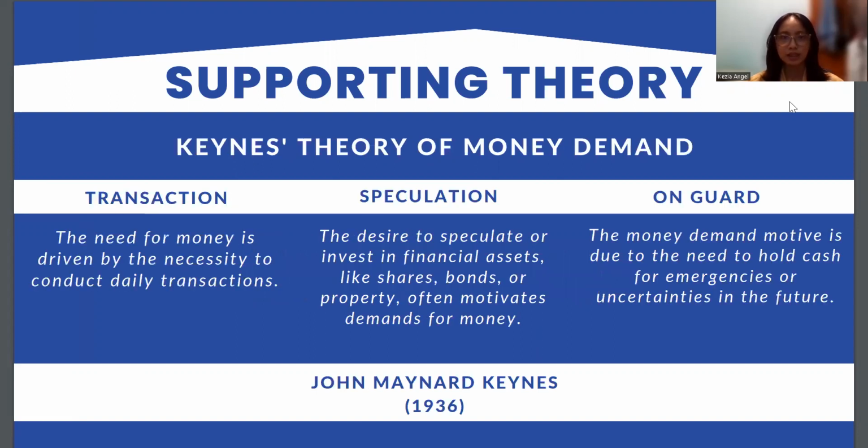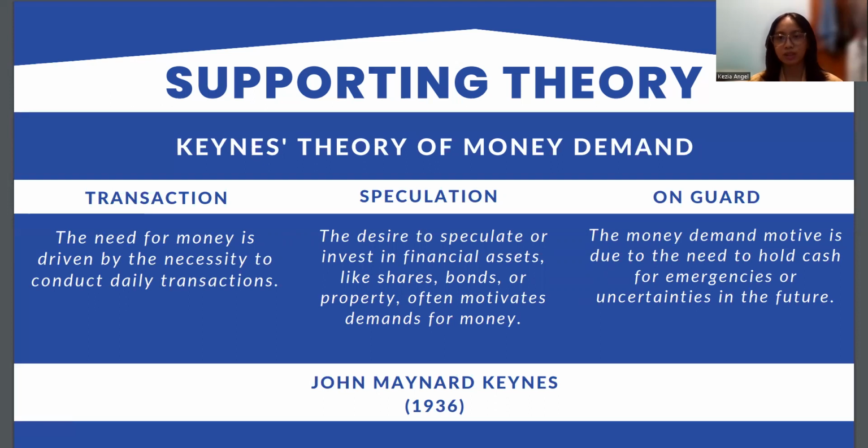The second theory is Keynes' theory of money demand. The first one is transaction motive. The need for money is driven by the necessity to conduct daily transactions. The second one is speculation motive. The desire to speculate or invest in financial assets like shares, bonds, or property often motivates demand for money.